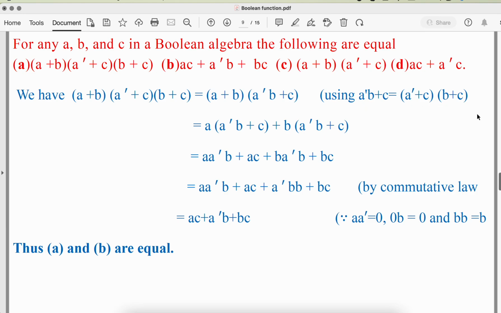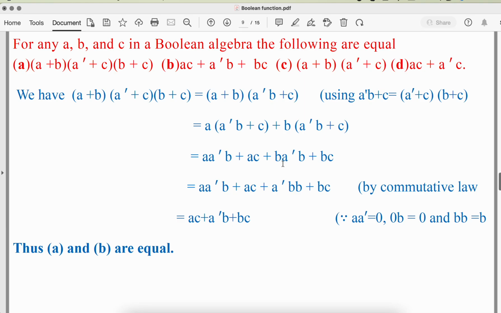I can also use it by applying commutativity, meaning (c + b)(c + a') is equal to c + a'b. But I have written directly, so a' + b, so a'b + c. So applying the distributive law, a into (a'b + c) plus b into (a'b + c). So this is a'b a + ac + b into a'b + bc. Again a' a is 0 and 0 into b is 0. And this is ac.